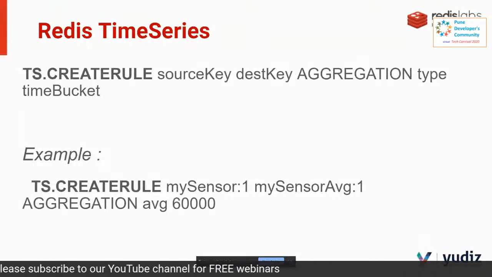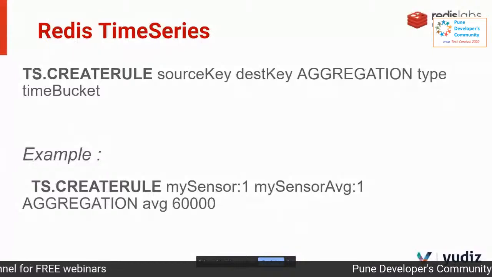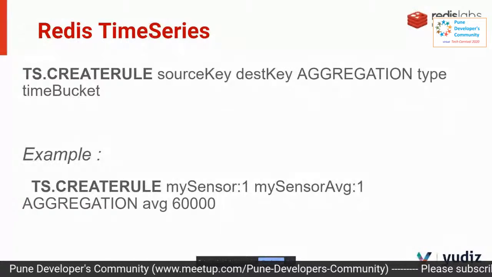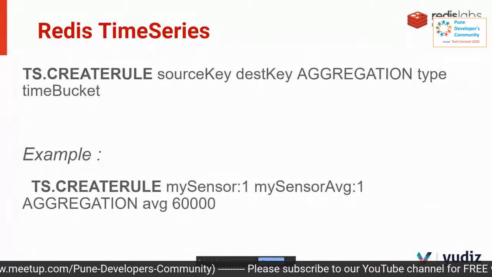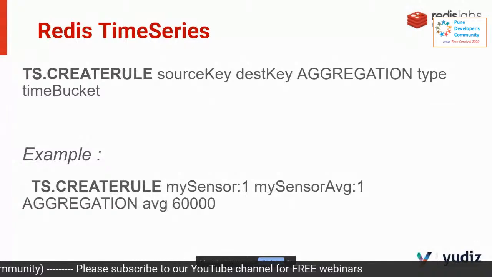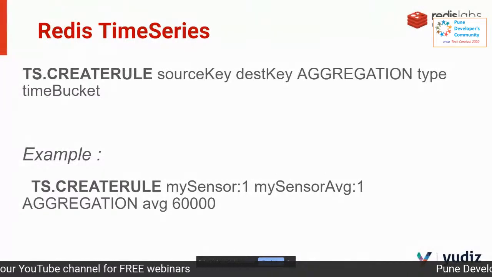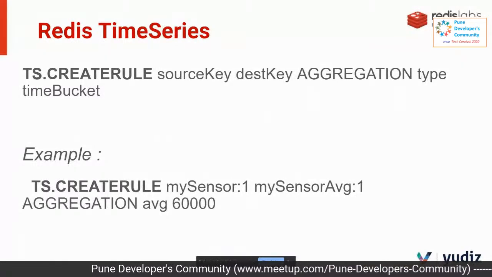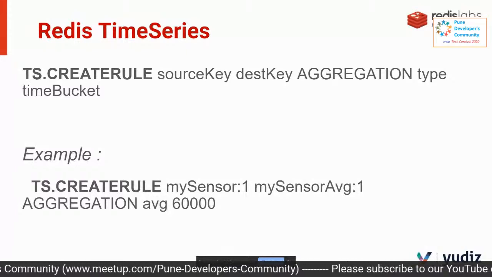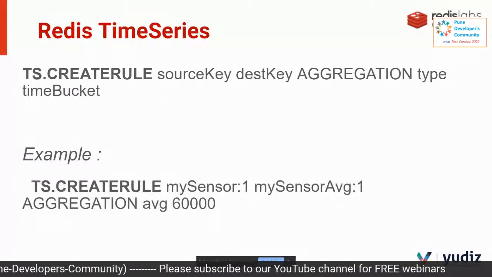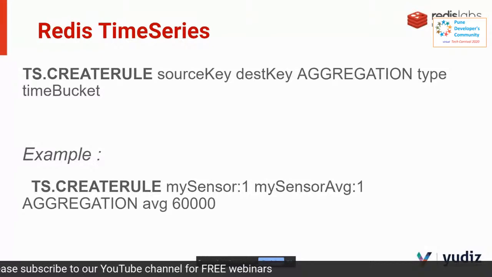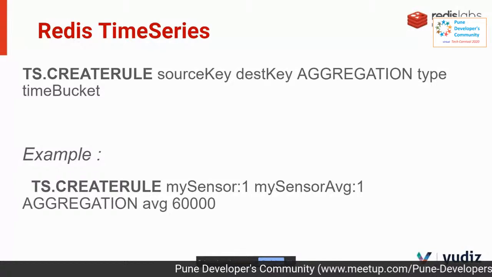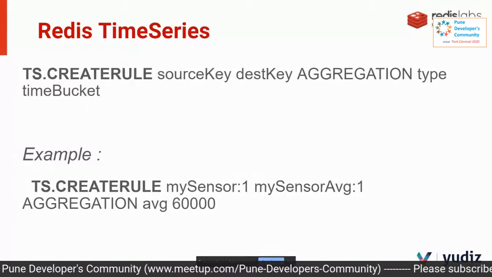Now the create rule command. What happens in real-time use cases is I have one time series key which is ingesting data continuously, per minute, and now I want to do the aggregation on a per hour basis. We have connected our data source with Grafana or any other kind of graphing or dashboard system. So I want to have aggregation data on a per hour basis.